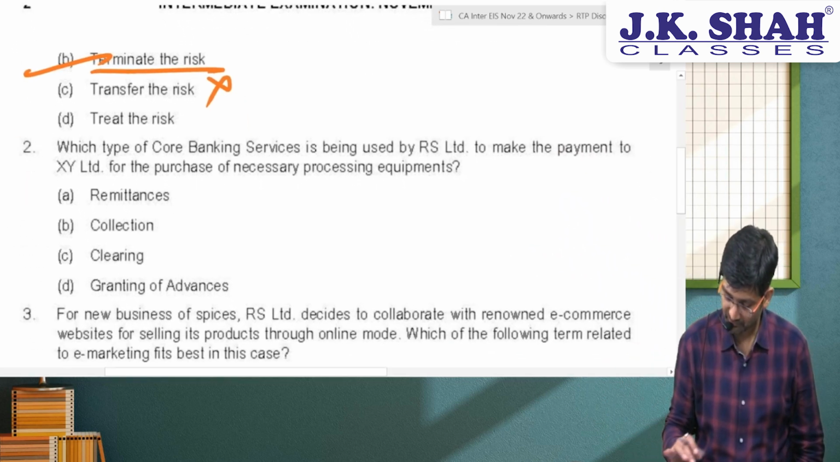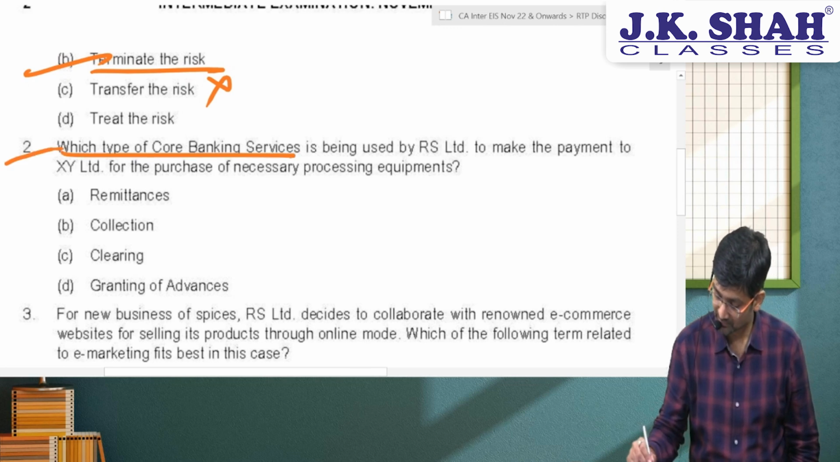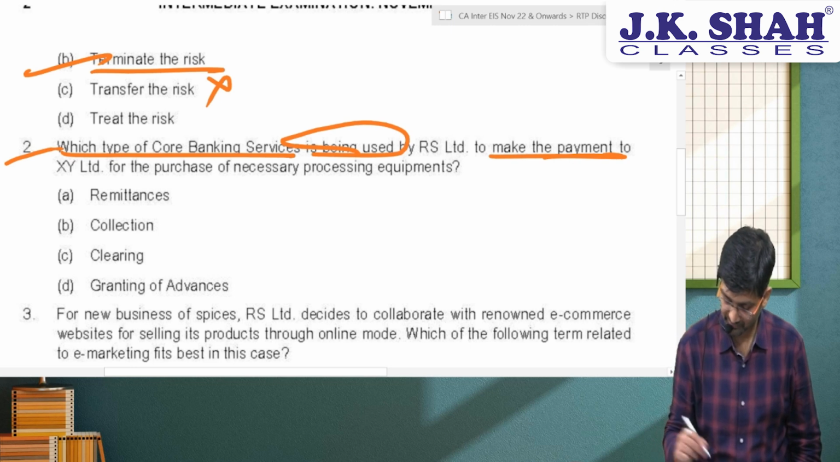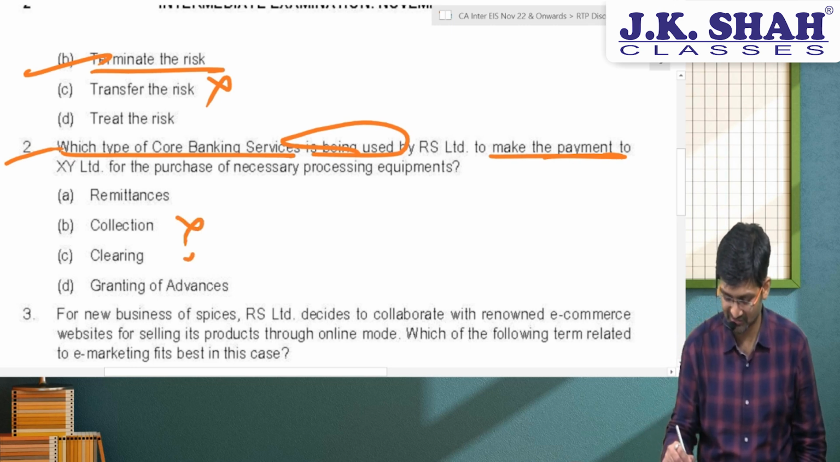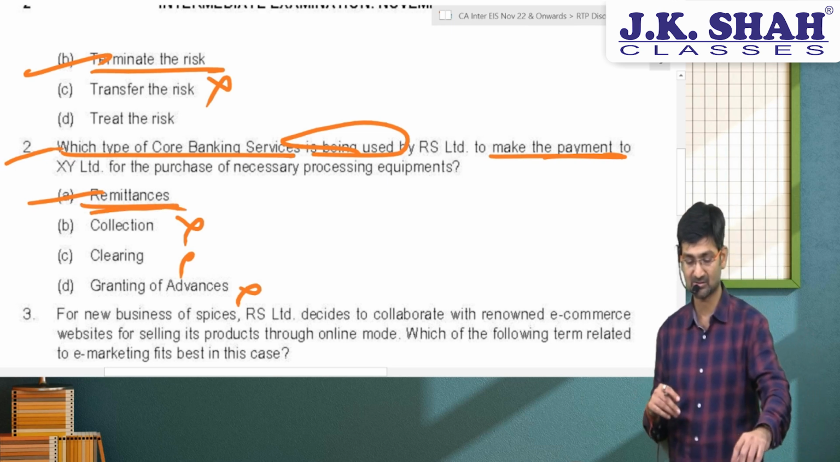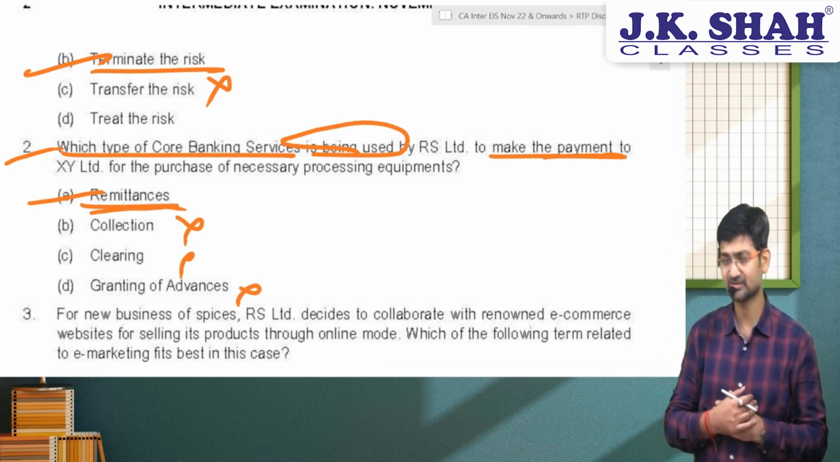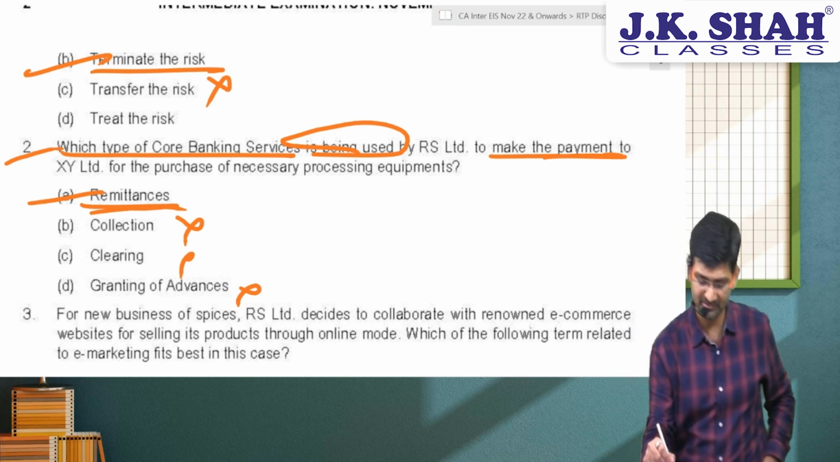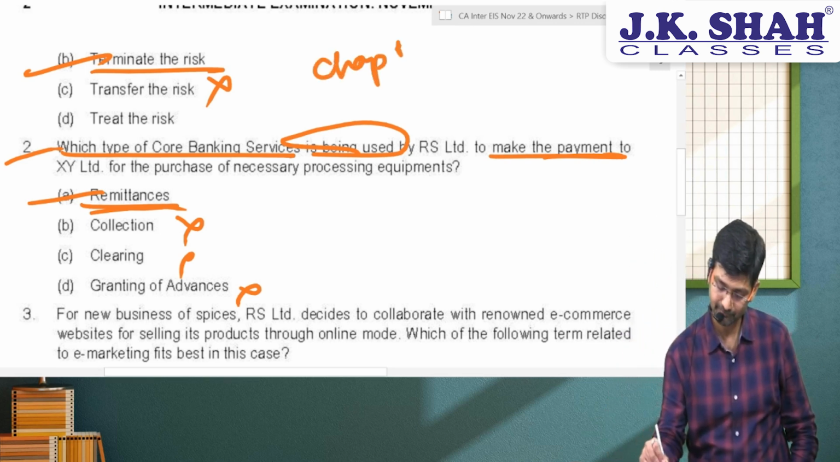Okay, which type of core banking services to make the payment is being used? Okay, remittance, collection. So it's not collection, it's not clearing, it's not advances. You had to know it. This was remittances. Okay, chapter 5. The first one was chapter 1. If you're referring chapter wise, this was chapter 1. This was chapter 5.